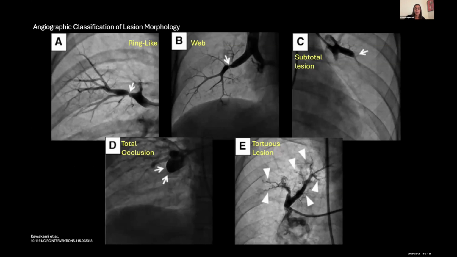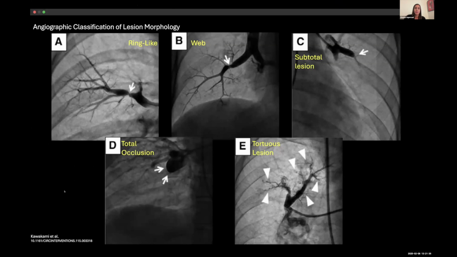So with that, I'll just move a little bit into specific lesions that we would see on our angiographic imaging and the classification for lesion morphology. So here we have in classification A, the ring-like morphology. You can see this very focal narrowing. And then we often see webs as well, here as this linear kind of white line through the dark contrast. And then there's also subtotal lesions where they're partially occluded, but you see only a trace of flow distally, total occlusions, and then these very abnormal tortuous lesions.